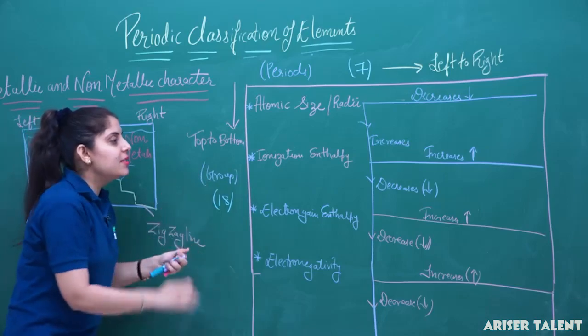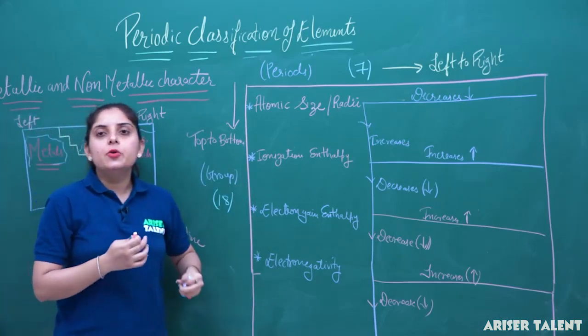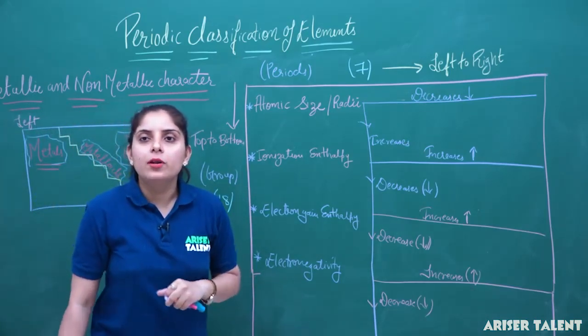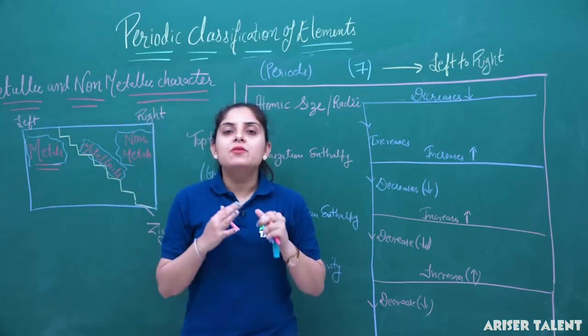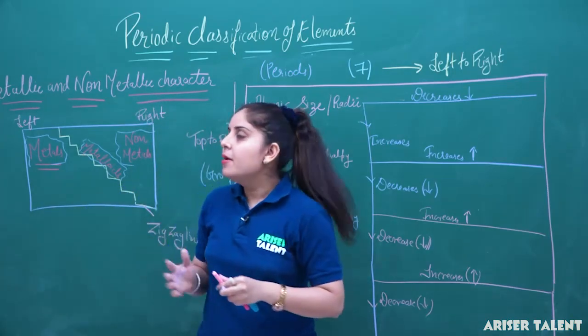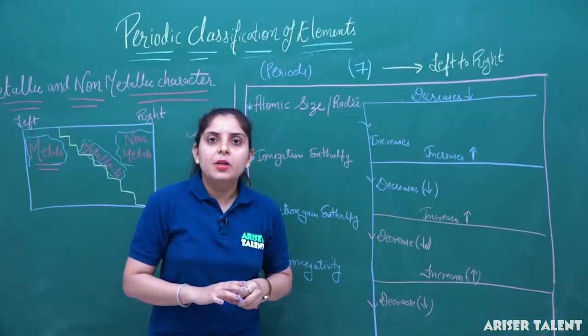So this is the trend that some of the periodic properties will show in the periodic table. So you have to learn this table for your exam. So it may be clear to you how these trends are followed in the periodic table. We have seen many types of properties here regarding various trends in the periodic table.